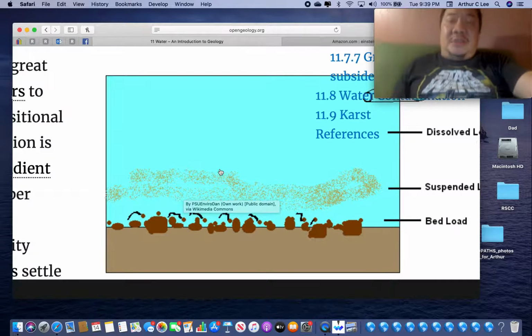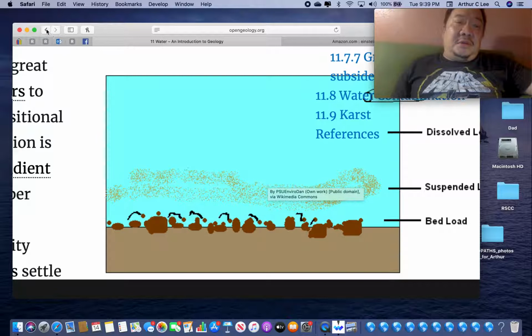The suspended load is the stuff that is too small to be carried along the bottom of the riverbed, and that's usually silt.